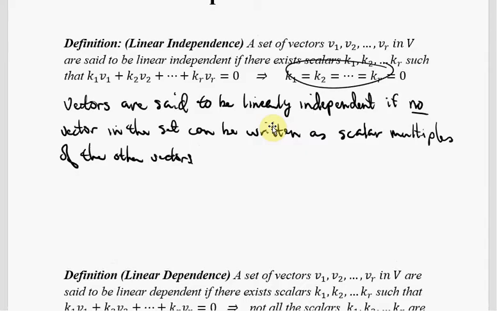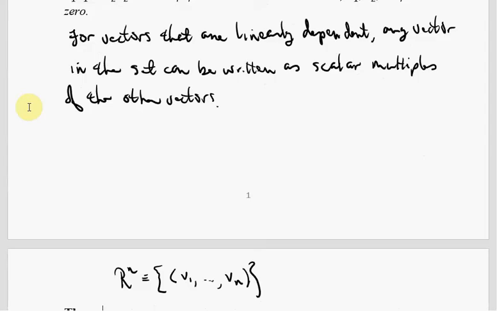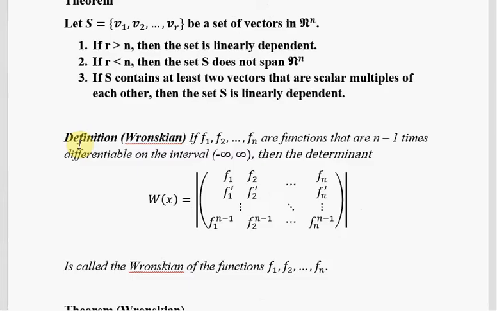So now let's begin. The Wronskian, we made mention of that. We'll use that in this talk today. If you're given functions and you want to determine whether or not the functions are linearly independent, we use the Wronskian.